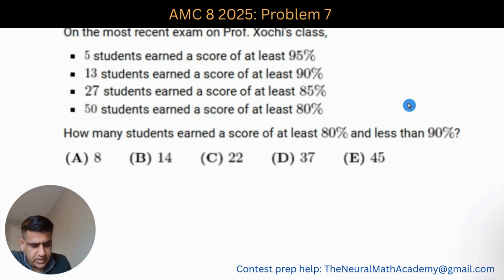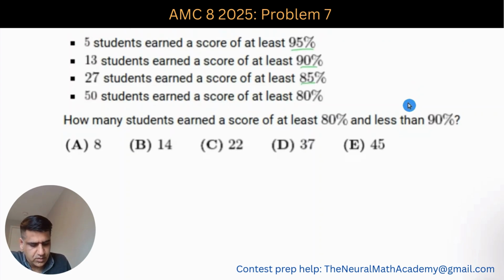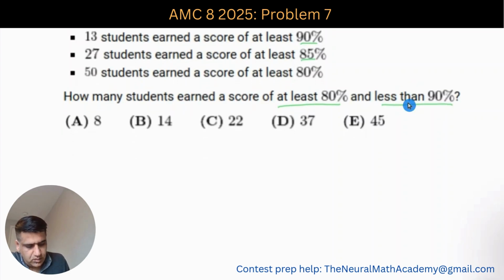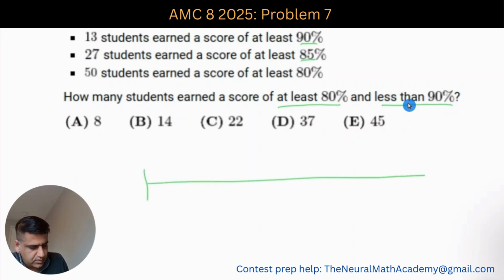And in this problem, we are given a score distribution for a class, and we have to find out how many students earned at least 80% and less than 90%. So we can solve this problem by making a number line and then assigning the distribution. So let's say that this is 95%, this is 90%, 85%, and 80%.